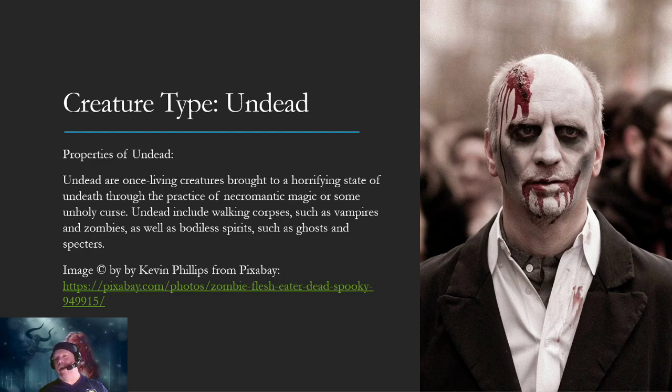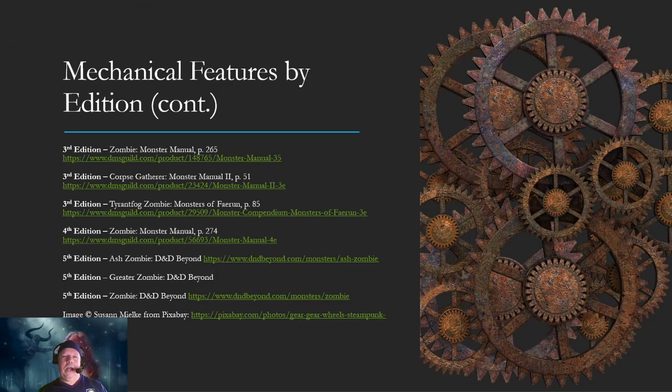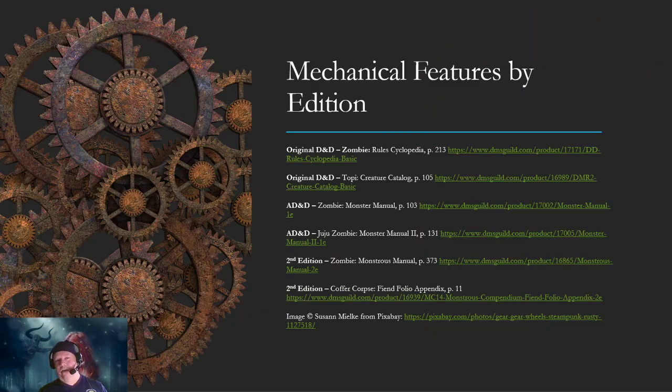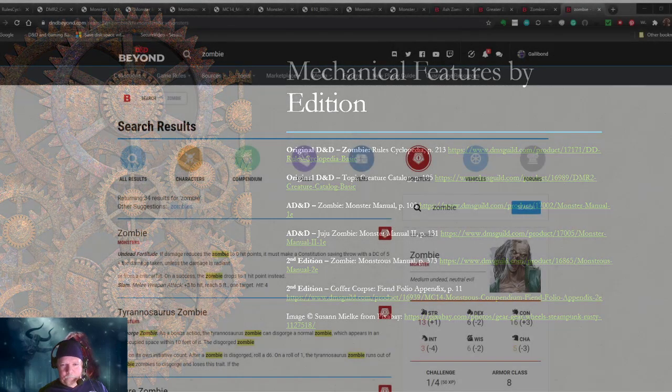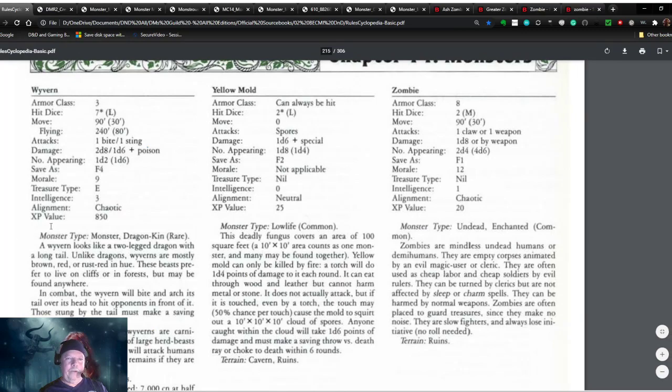The saving throw is based on how much damage it took, and there's a formula for that, which we will look at when we get there. Okay, now normally I have 1 page of zombie features by edition. Tonight, there's actually 2 pages of it. So zombies have been around a long time, and there are a ton of different variations. So let's take a quick peek at the zombies throughout the editions.